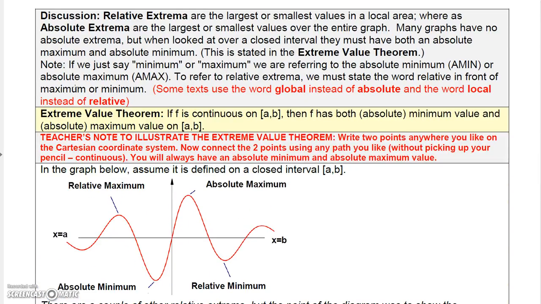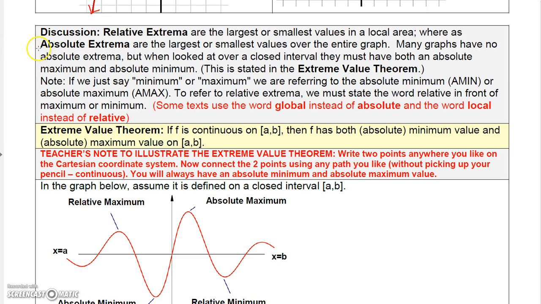Let's read this little discussion here. Relative extrema are actually the largest or smallest values in a local area or neighborhood, where absolute extrema are the largest or smallest values over the entire graph, if they exist. And as I said, many graphs have no absolute extrema. But if you look at a graph on a closed interval, they must have an absolute maximum and an absolute minimum, and this is stated later.